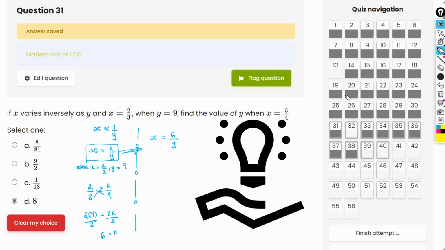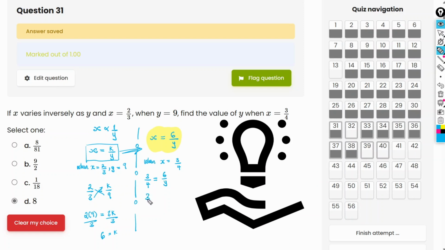Once you get here, you know you're good. So X is equal to 6 over Y. From here on out, the task really is to just substitute, because now we are being asked for when X is 3 over 4. So 3 over 4 for X will be equal to 6 over Y.